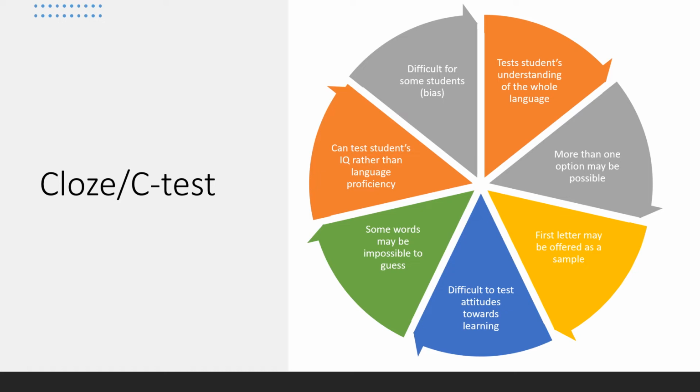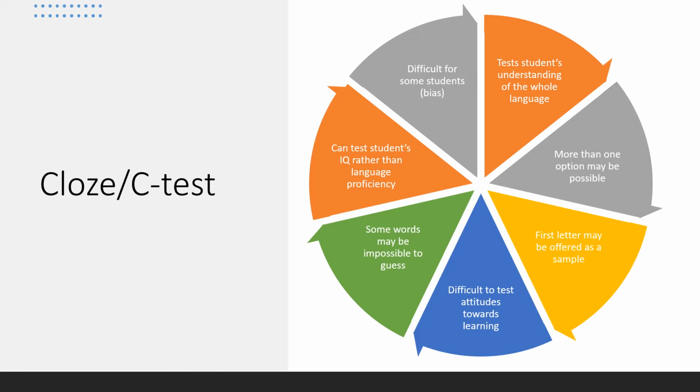because there are no options given in the cloze test. The first letter may be offered as a sample. It is difficult to test attitudes towards learning because it is contextual based, so you can't run away from that particular answer or answers surrounding the similar meaning.